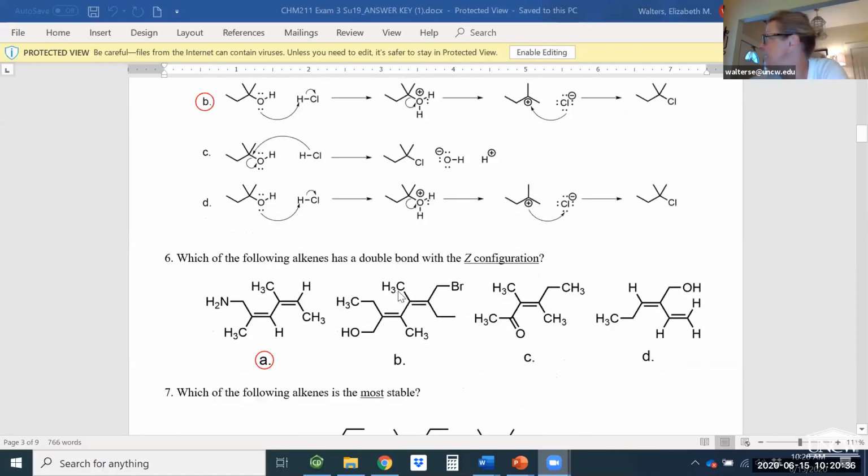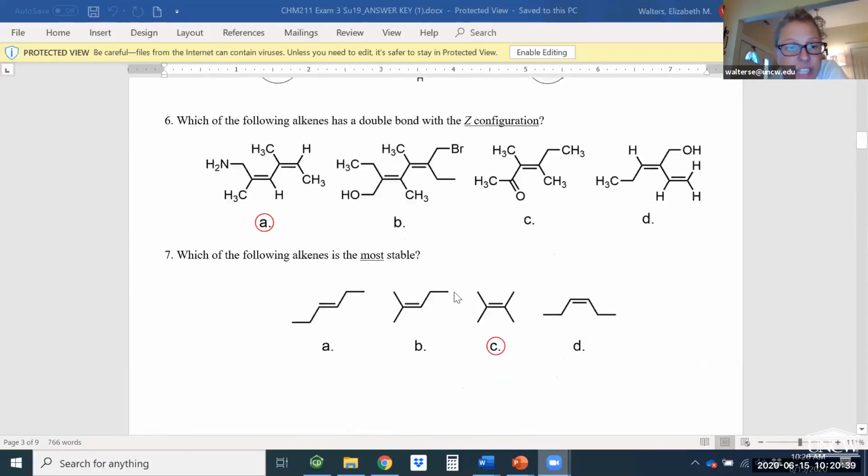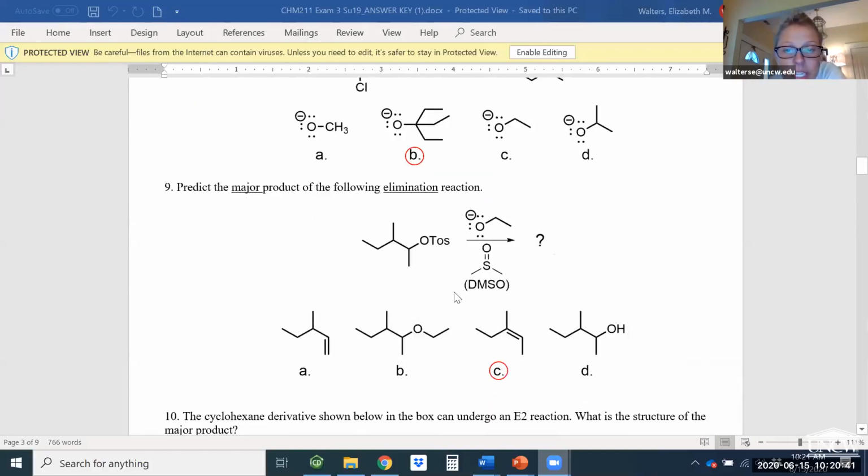So 6 we did with E or Z, 7 we did, 8 we did, 9 we did not do. You're told it's elimination. So even though you saw tosylate as a leaving group in substitution, if it's a good leaving group, it's a good leaving group. So in this case, the tosylate is the leaving group. On the alpha carbon, you have a small base, so you would make the Zaitsev product. Yes, so YB is wrong in 6.